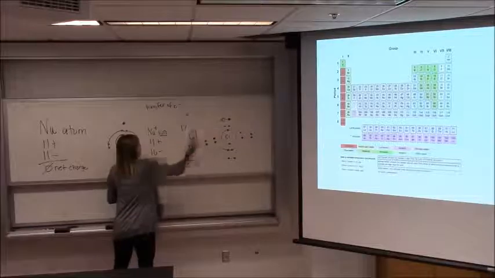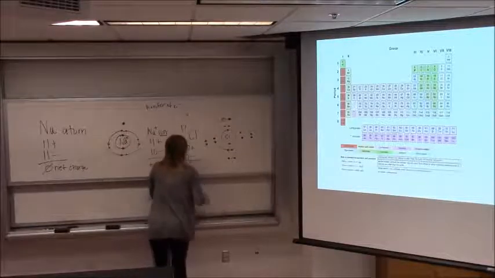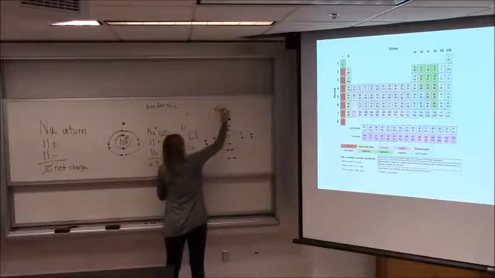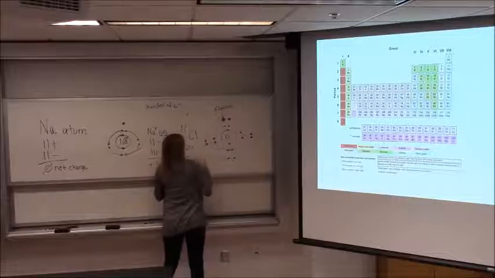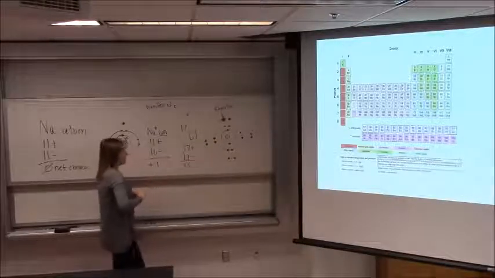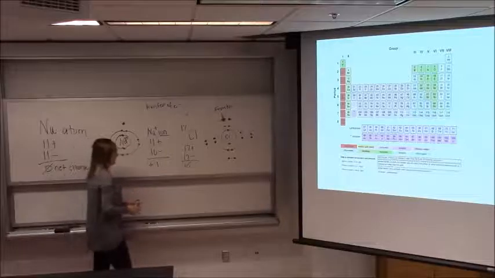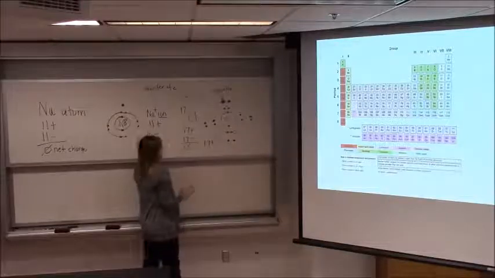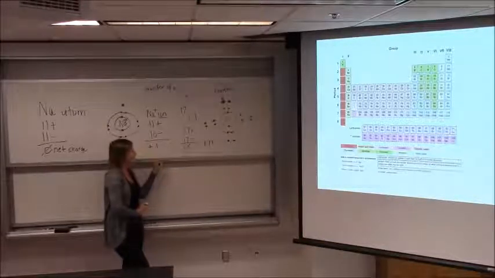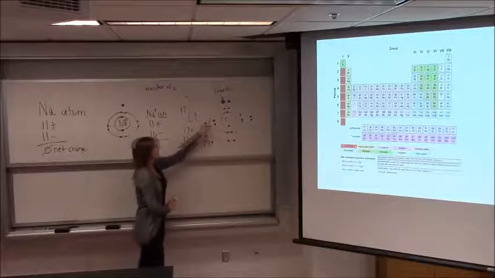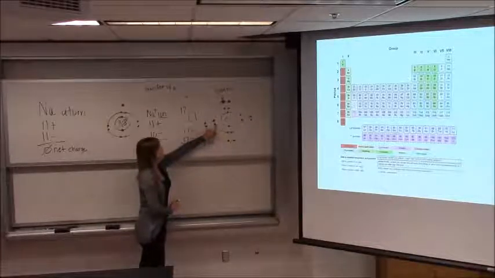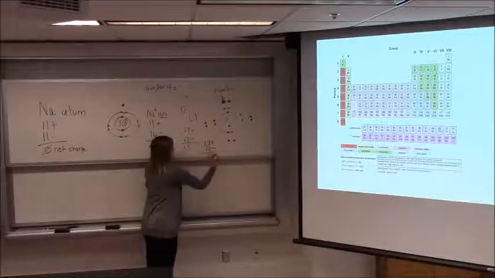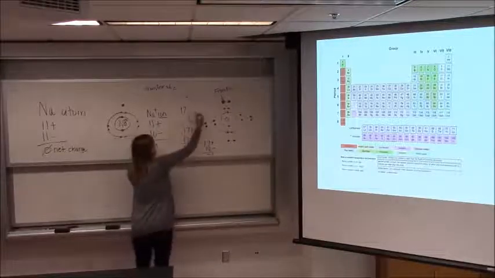If sodium transfers that electron to chlorine, here's the little purple electron from sodium. Now what happens to the charge of chlorine? Remember, it's still going to have 17 protons. But how many electrons does chlorine have now? 2 plus 8 is 10 plus 8 is 18. So chlorine now has a -1 charge. And we would write that Cl-.